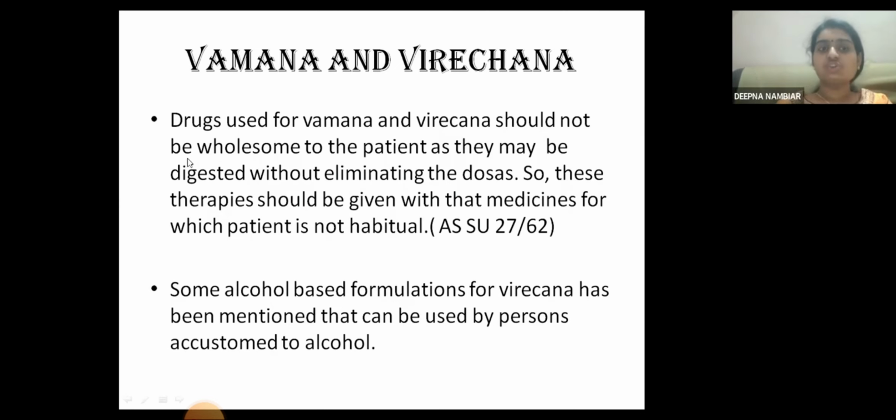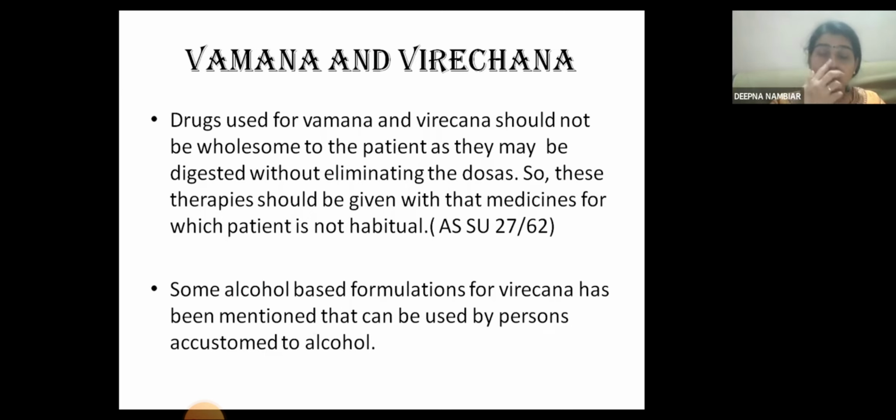Drugs used for Vamana and Virejana should not be wholesome or Satmya to the patient, as they get digested without eliminating the doshas. So these therapies should be used with medicines to which the patients are not habituated, according to Ashtanga Sangraha. For example, some persons will have Virejana with Kshira, but a person who is habituated to Kshira in day-to-day life, who uses it for a long time in an increased amount, will not get Virejana from Kshira. Similarly, mild Virejana Aushadhas will not affect certain types of patients.